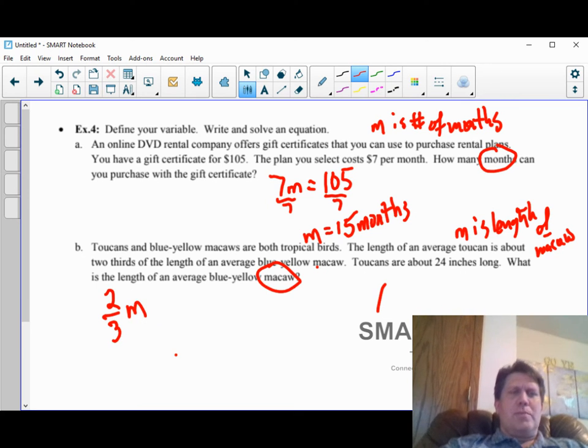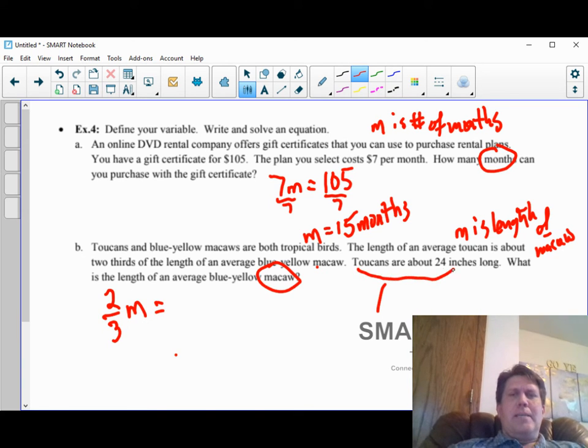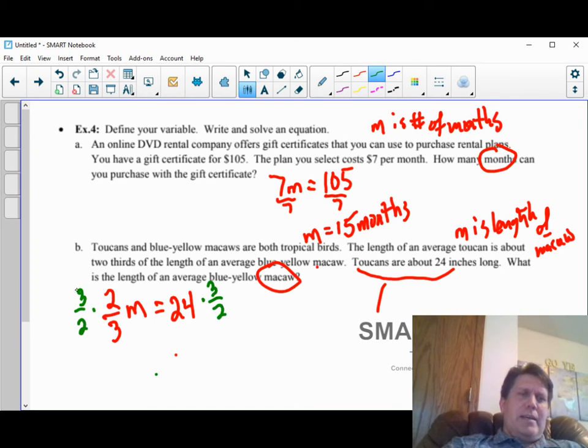So 2/3 of macaw equals a toucan. And then it does tell me a toucan is 24. So 2/3 of macaw equals 24. Now we want to set this one up. I'm going to multiply by the reciprocal, multiply by 3/2. Again, the 3's cancel each other, the 2's cancel each other. That gives me M on this side.